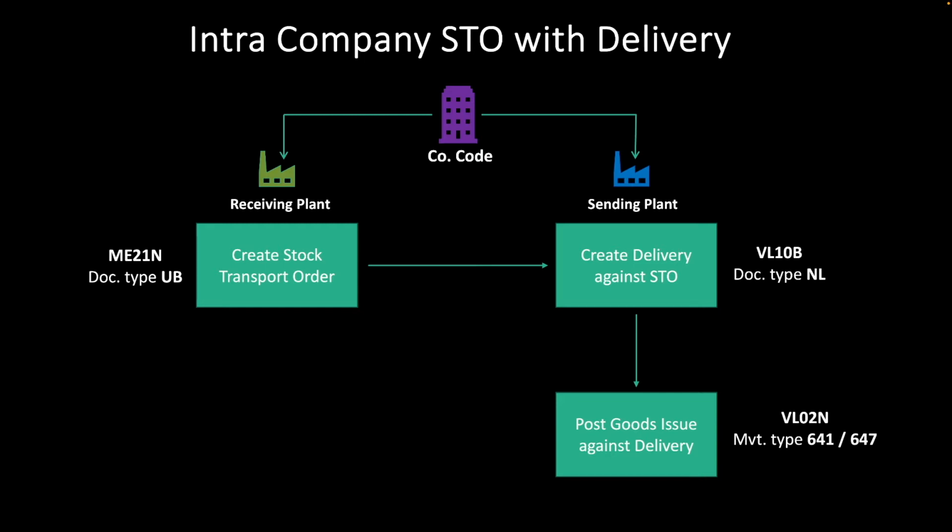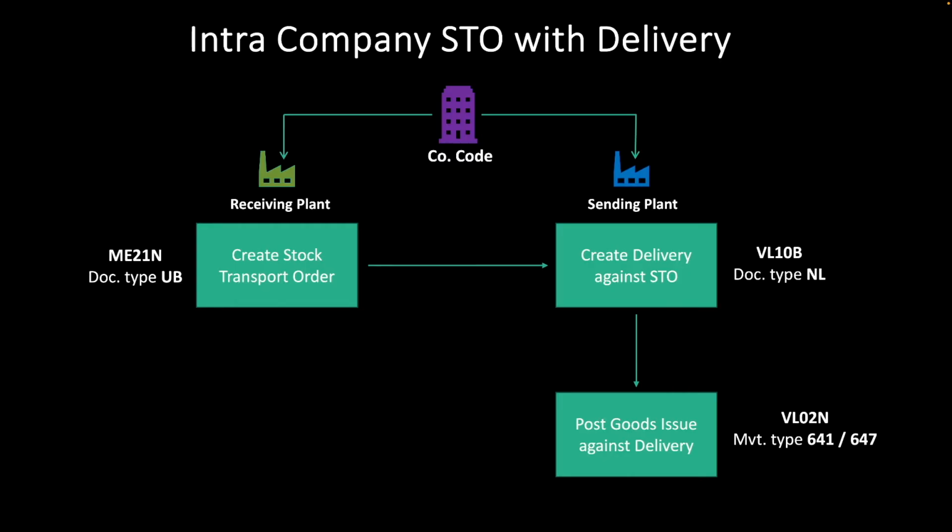So you can see the difference here. In this case, the sending plant will be posting the goods issue against the delivery document. Now the movement type for this goods issue will be 641 in case you're doing a two-step transfer and 647 if you're doing a one-step transfer. So you can see the key difference here. Now movement type 351 is not getting posted. You are posting goods issue against the delivery and the movement type is either 641 or 647.